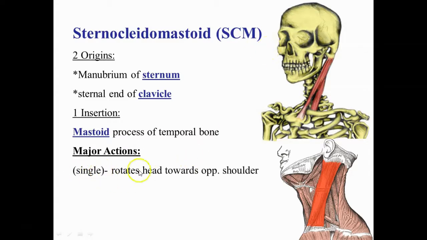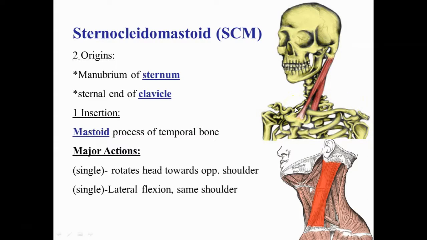Another option besides rotation for this unilateral contraction would be to pull the mastoid process closer towards the sternum and clavicle by doing lateral flexion towards the same shoulder. So it can, depending on what other muscles are doing, it can also tip the head to the same side. So rotate towards the opposite side or tip towards the same side.